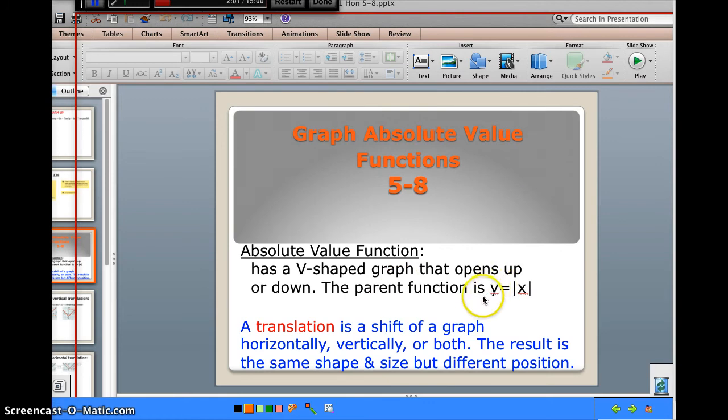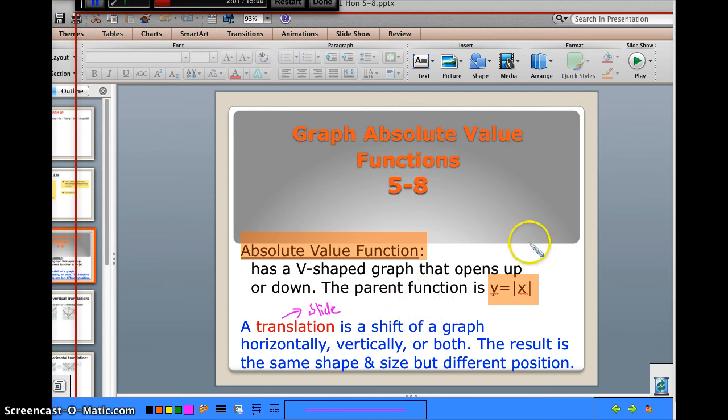The standard form, or the parent function as they call it, for an absolute value function is y equals the absolute value of x. A translation is a shift of a graph horizontally, vertically, or both. The result is the same shape and size, but in a different position. Translation actually means to slide the object or the picture or the graph. So let's look at two different situations. First, I want to show you the parent function, y equals the absolute value of x.